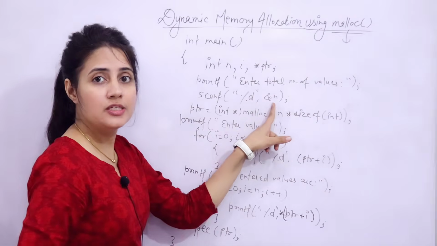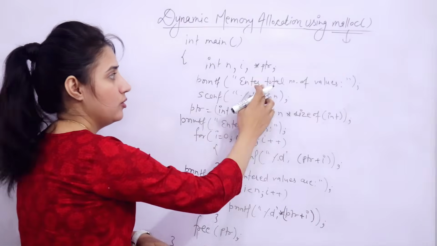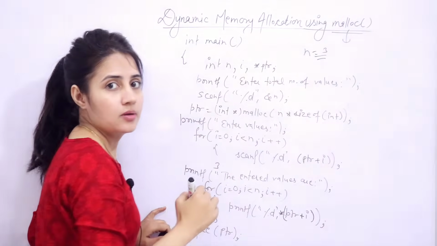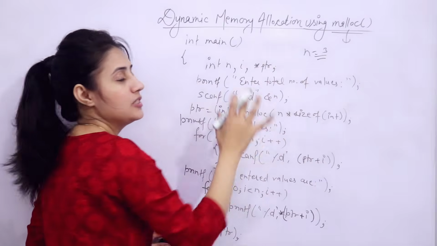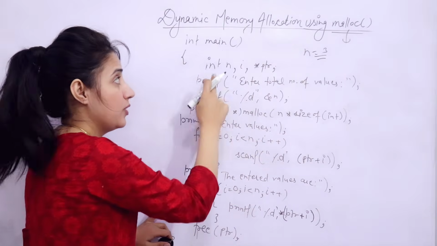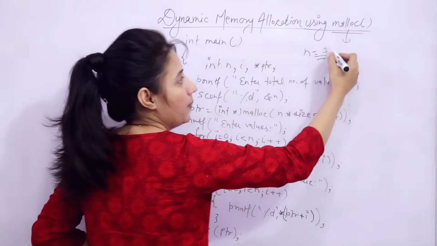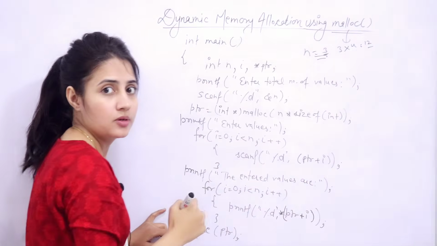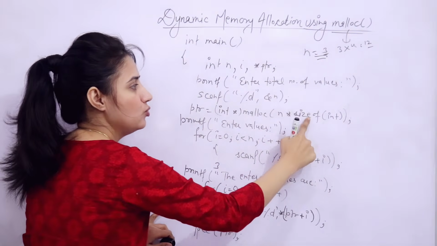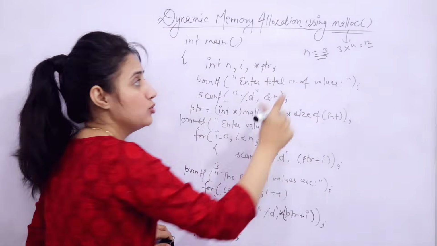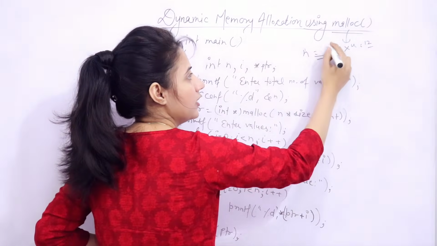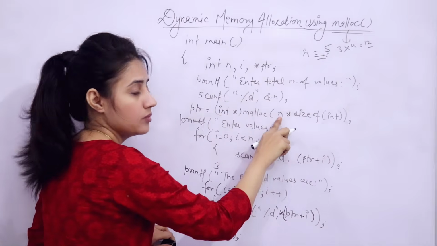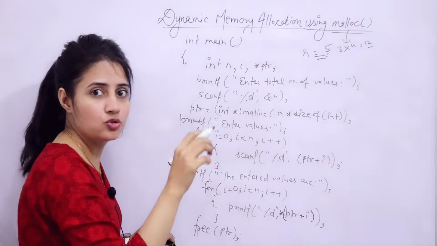Suppose the user enters the total number of values, and the n value the first time is 3, and obviously we want to store integer values because we are taking an int pointer. So how many bytes would be allocated? n, 3, into 4, that is 12. So in malloc we simply write n into sizeof int, that's it. If the user enters n equal to 5, meaning I want to store 5 values, then malloc will do 5 into 4, that is, 20 bytes would be allocated.